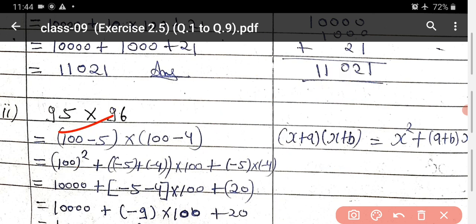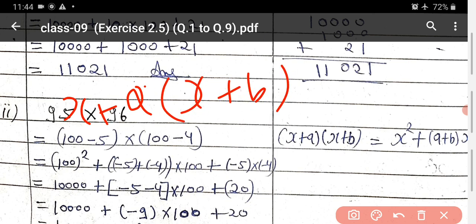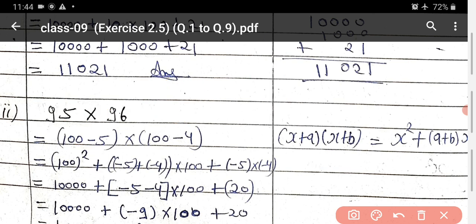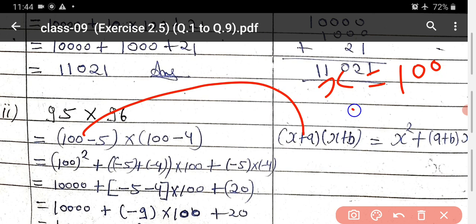Now x plus a and x plus b. Just see here, you write x plus a and x plus b first. Now do the comparison with x plus a and x plus b. So when you do the comparison, in place of x you write here 100. In place of a, what you write, it becomes minus 5, and in place of b it is minus 4.